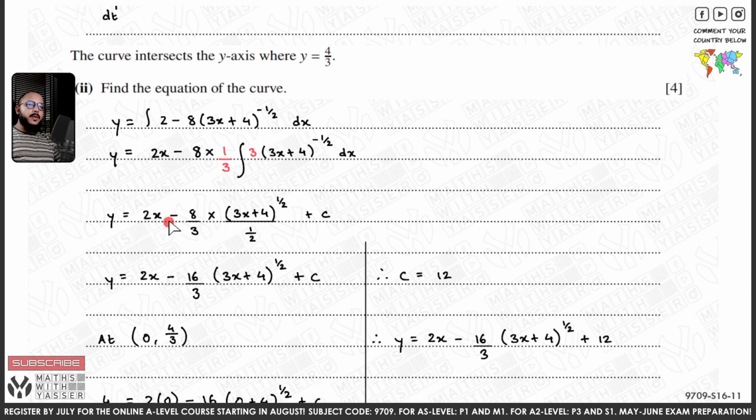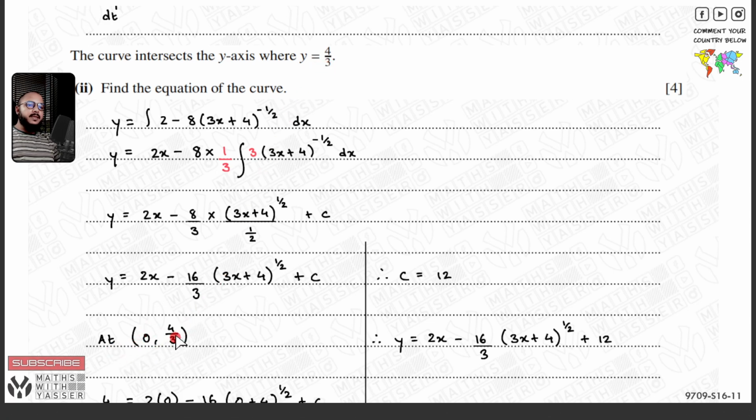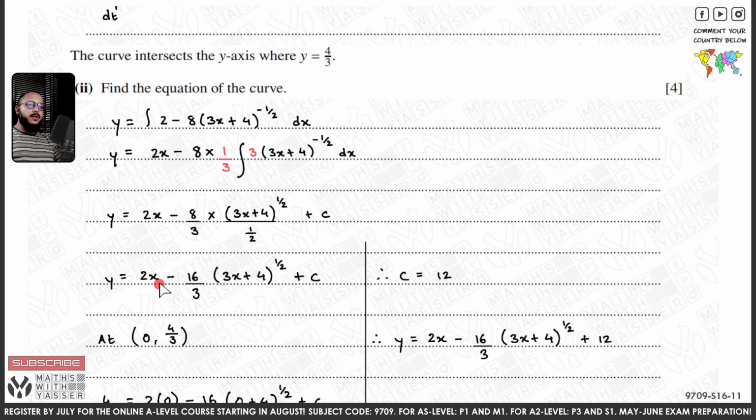So y is equal to 2x minus 8/3 times (3x plus 4) to the power half divided by half, plus c. Now to find this constant c, we will take the help of the information given in the question, which is the coordinate (0, 4/3). So at (0, 4/3), this is satisfying the equation of the curve.